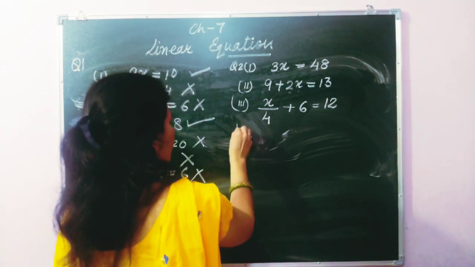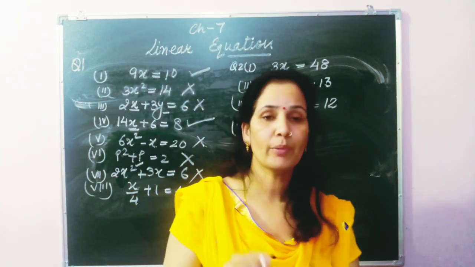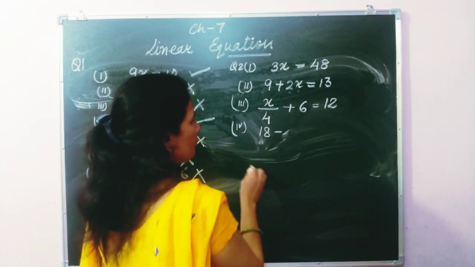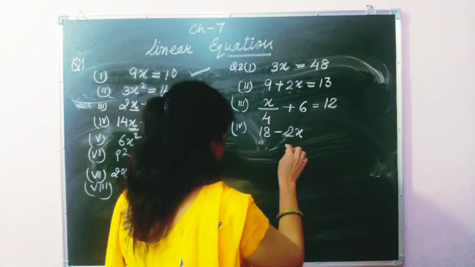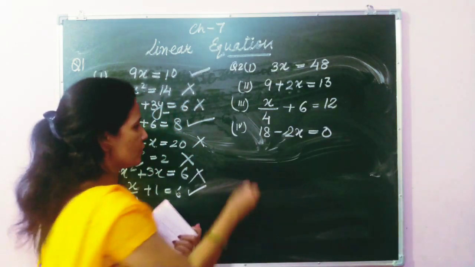Okay, now it's fourth part. Twice a number subtracted from 18. Subtracted from 18, that means 18 minus twice a number 2x gives result 0. So 18 minus 2x equals to 0.